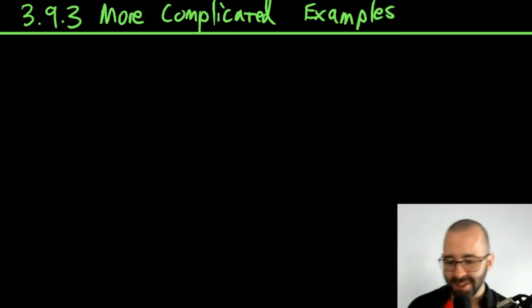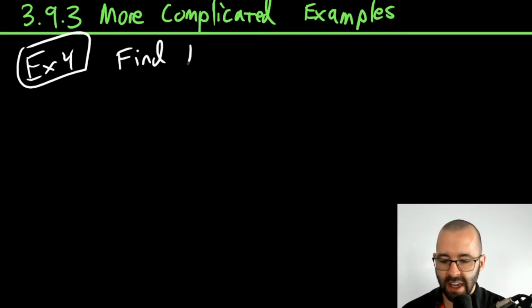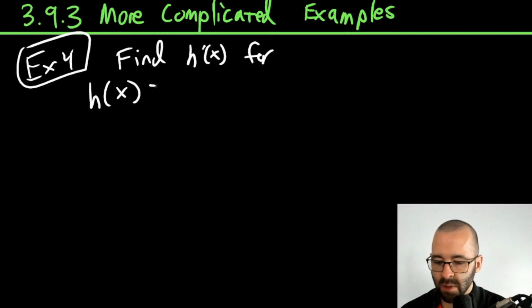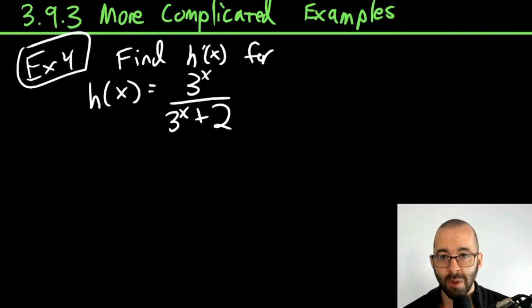All right, let's do some fun problems. We got 3 examples. Find the derivative. Find h prime of x for h of x equals 3 to the x over 3 to the x plus 2. All right, so again, we could use the product rule if we wanted. We could write this as a product instead of a quotient. This one, I think the quotient rule makes a little bit more sense.